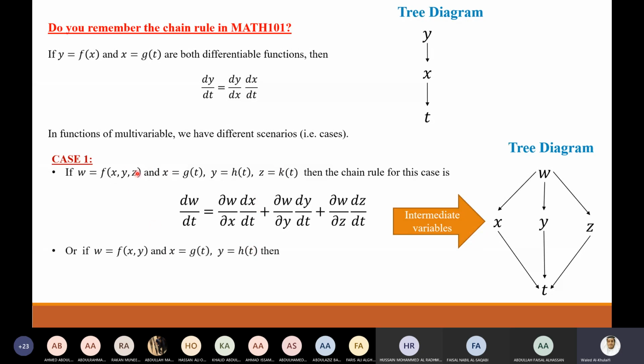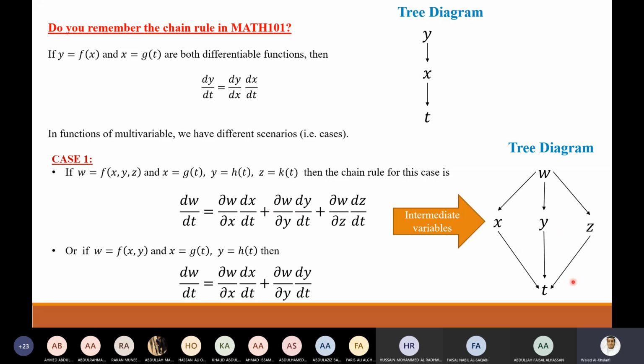We talked about a function of 3 variables. Now, of course, if you have a function of 2 variables, if w equals f of x and y, and x equals a function of t, y equals a function of t, then you follow the same rule, but you don't have the z branch here. What about if I have x, y, z and another variable, call it k? What will be the difference here?